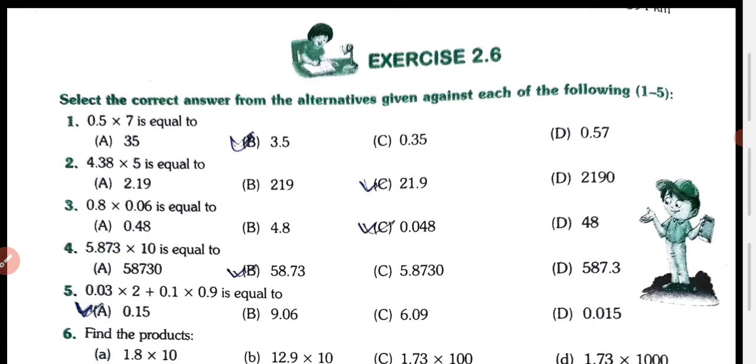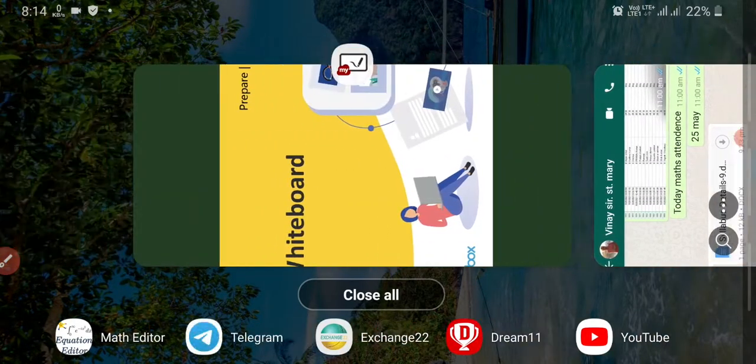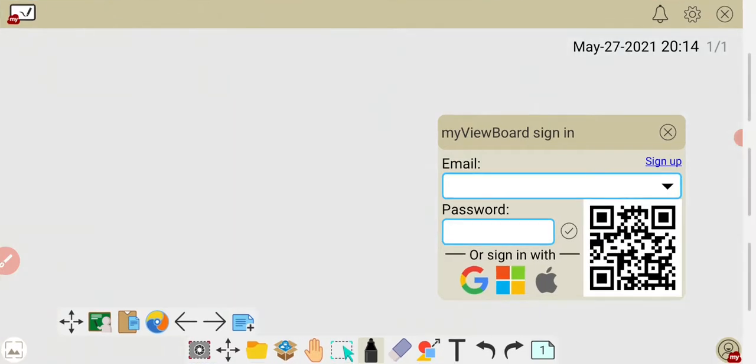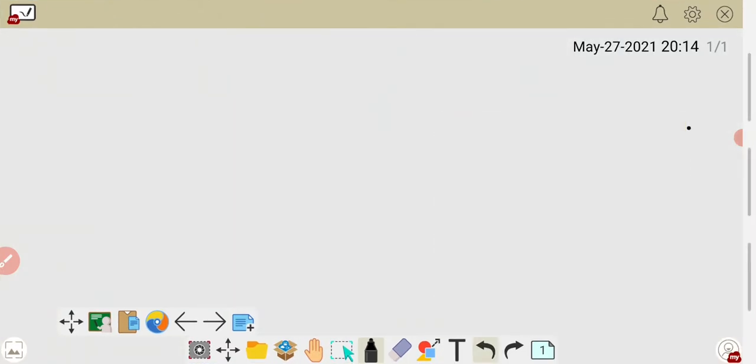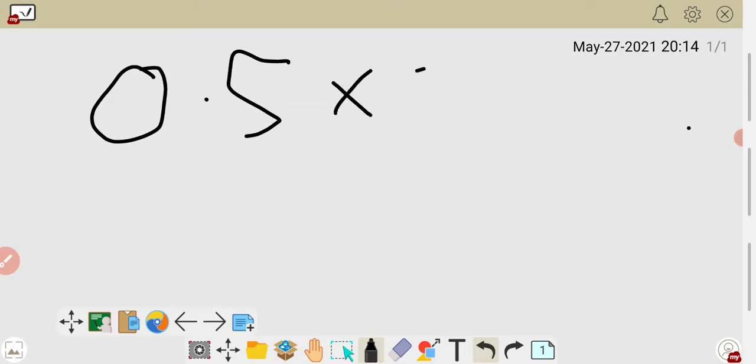Your first question is to select the correct answer from the alternatives given against each of the following. You have to multiply 0.5 by 7. Just look here on the board. You have to multiply 0.5, or you can say 0 decimal 5. The point is known as the decimal in math. So 0.5 multiplied by 7.